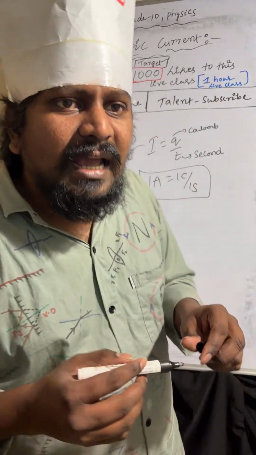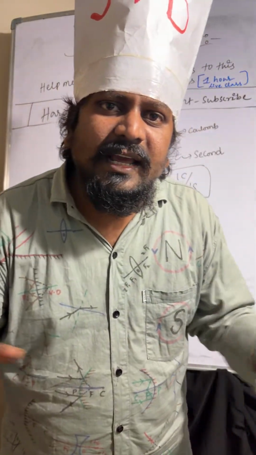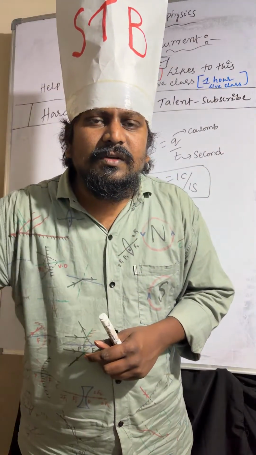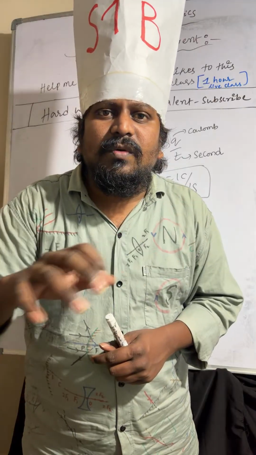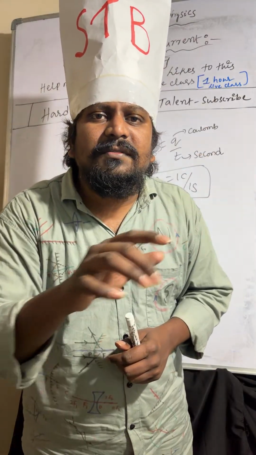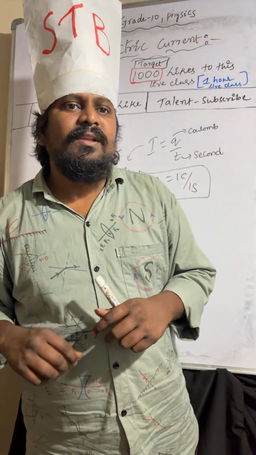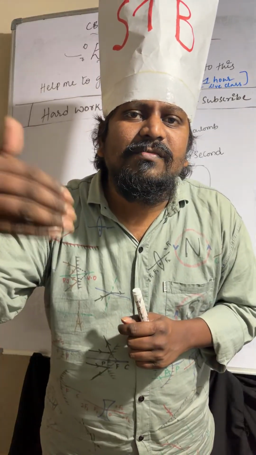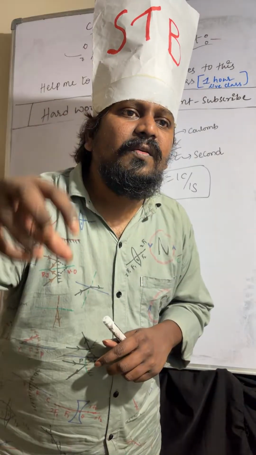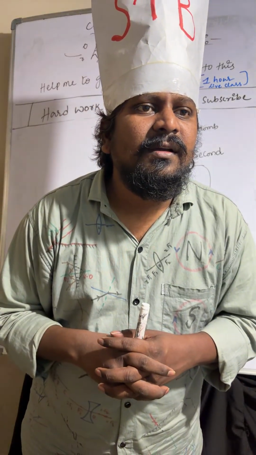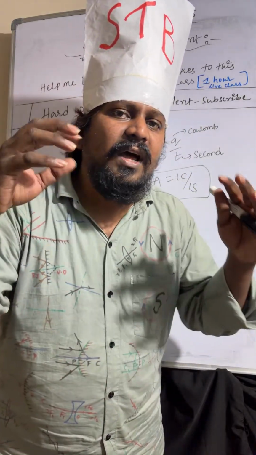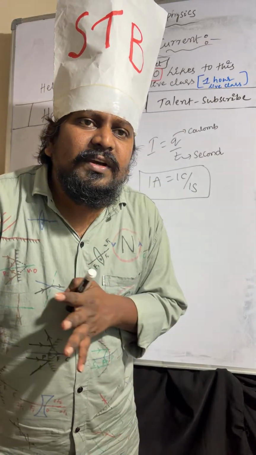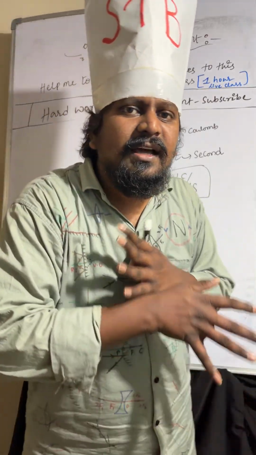1 ampere of current is defined as 1 coulomb of charge flowing through the conductor per second. 1 ampere equal to 1 coulomb per 1 second. 1 ampere is defined as 1 coulomb of charge flowing through unit cross sectional area per second is called electric current.